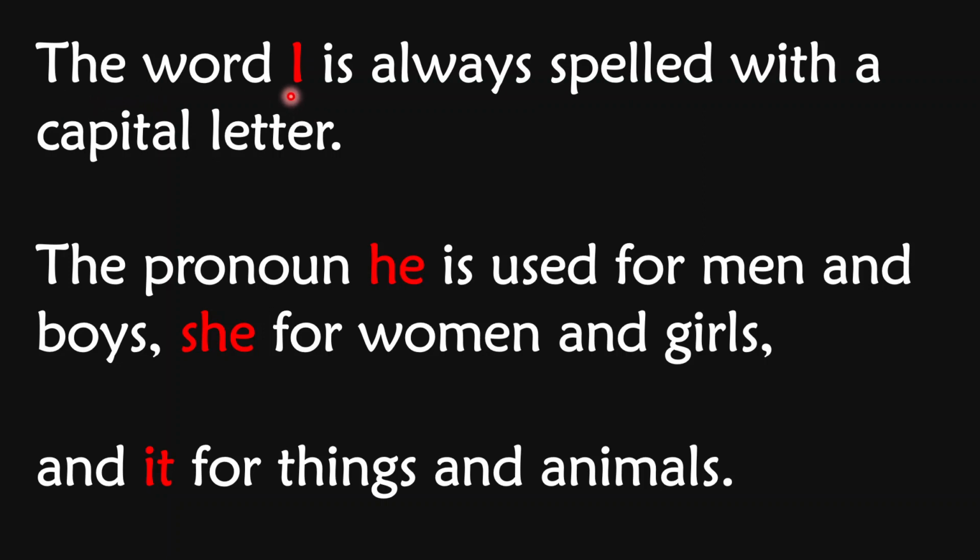The word I is always spelled with a capital letter when we are using the pronouns. The second rule: the pronoun he is used for men and boys and she for women and girls. Keep this in your mind. And the third rule is it for things and animals. So basically there are three rules.